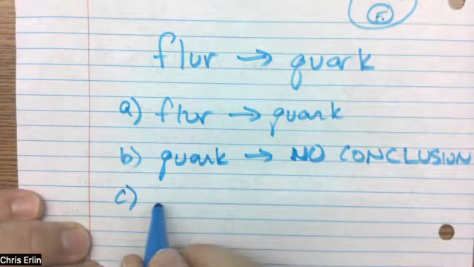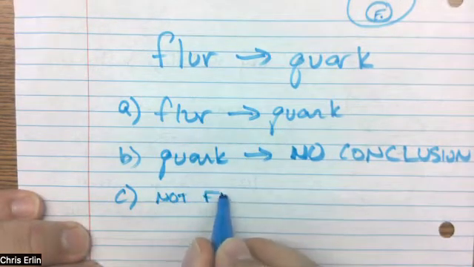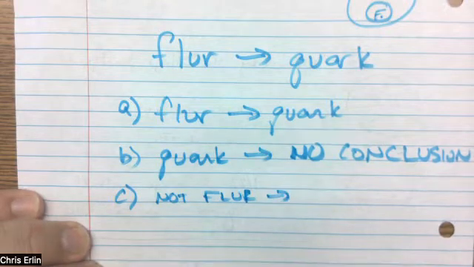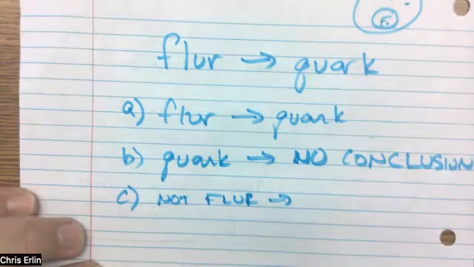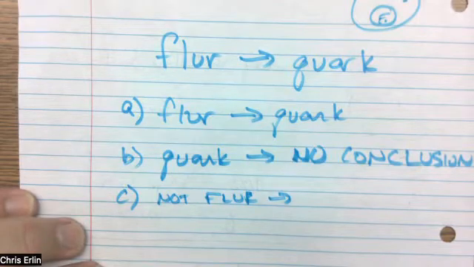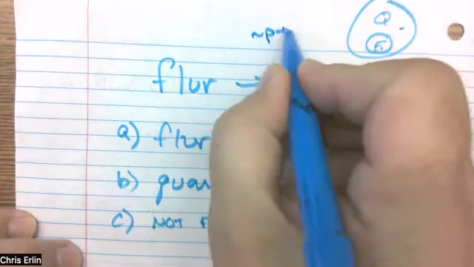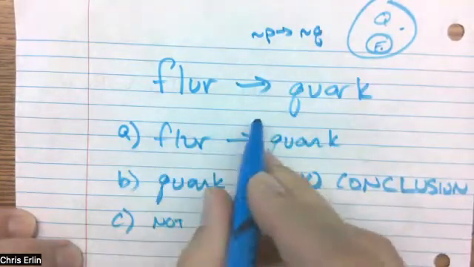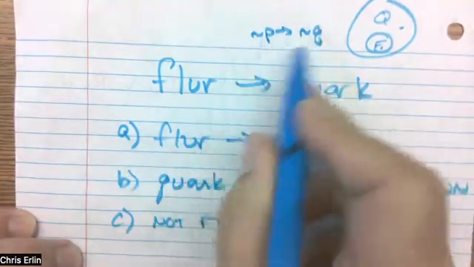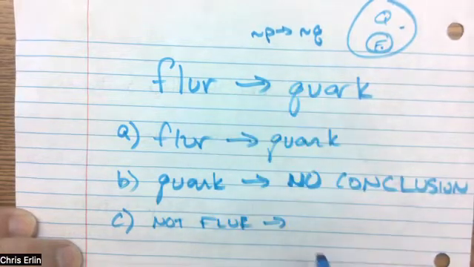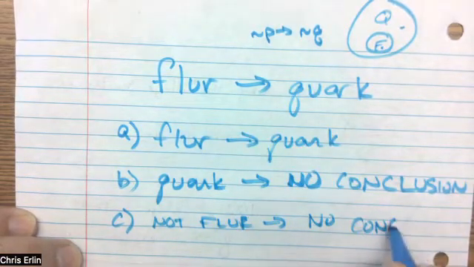Okay. But it's not Fleur. That would be the structure, but is it reliable? This would be not P implies not Q, right? It's the same structure. We're just putting nots on. Is this reliable or mystery meat? Mystery meat. So we'd have to say no conclusion.